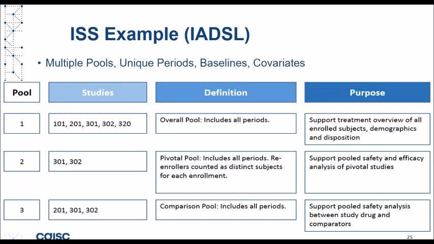Okay, so here are our pools. We've got 3 different pools. The overall pool has all the studies. The second pool is the pivotal pool, so that includes just the phase 3 studies. And then the third pool is the comparison pool, so all the studies that had a comparator arm. That's just the phase 2 study and the 2 phase 3s. It's not the open label and not the phase 1 study. So 3 different pools: our overall, our pivotal, and our comparison.